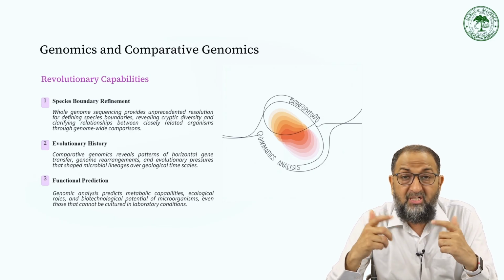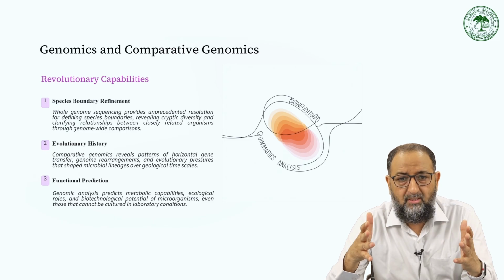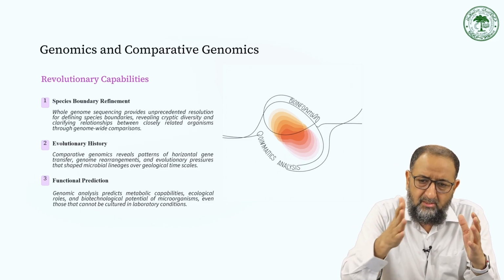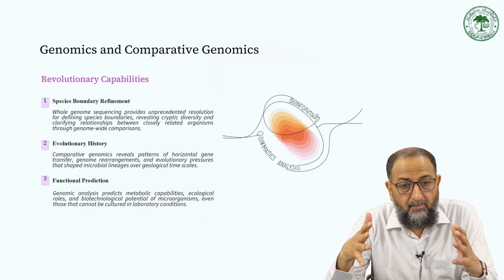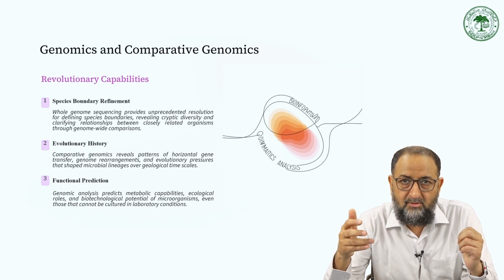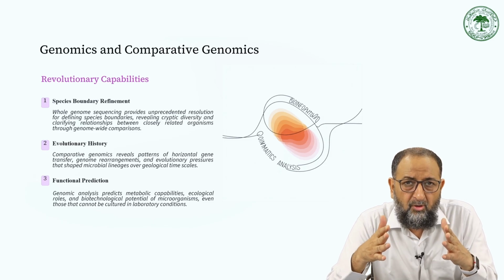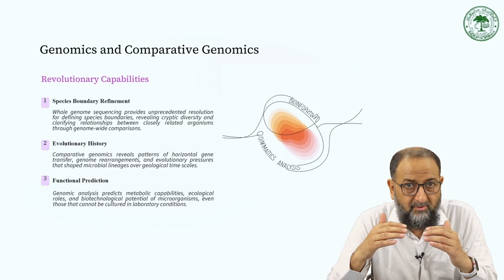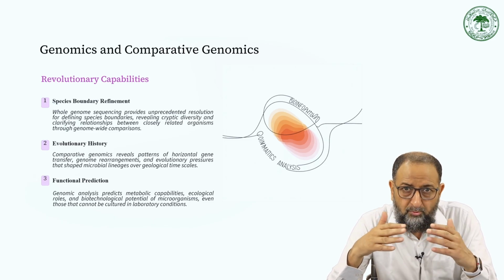Species boundary refinement. Whole genome sequencing provides unprecedented resolution for defining species boundaries. Where does the species stop? Where does the species start? So, revealing the cryptic diversity, right, and clarifying the relationship between closely related organisms. It means, for example, closely related organisms, in which context you are talking about: whether at the species level, genera level, class level, or order level. So this you have to look into, through genome-wide comparisons, right, the whole genome comparison.